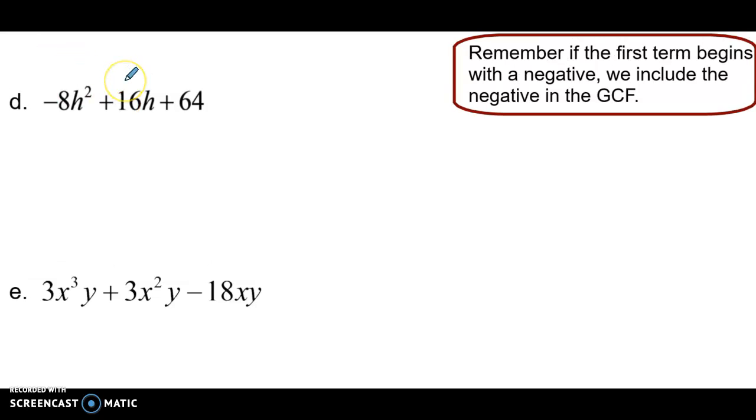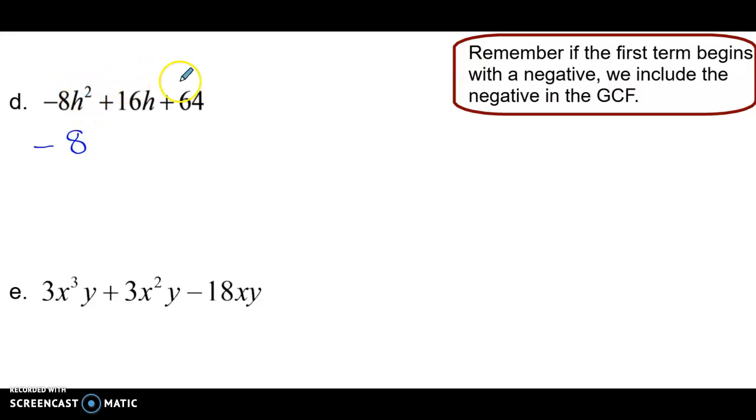Let's look at part D. Remember, when we are looking for our GCF, the first rule of factoring, if our expression starts with a negative, we're going to factor out that negative as part of our GCF. Then we look at the number parts, 8, 16, and 64. 8 is the greatest common factor.